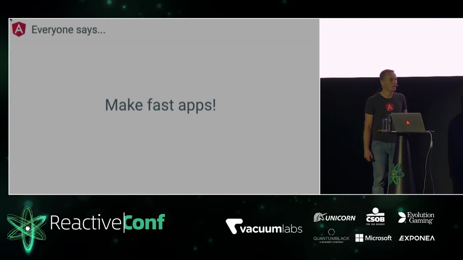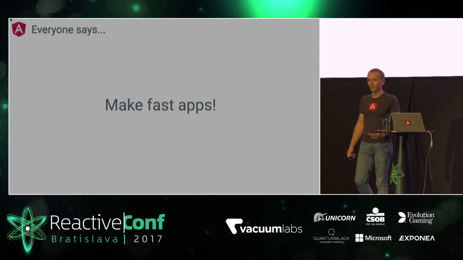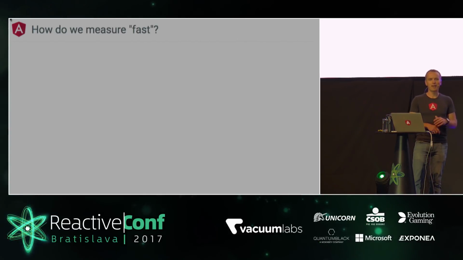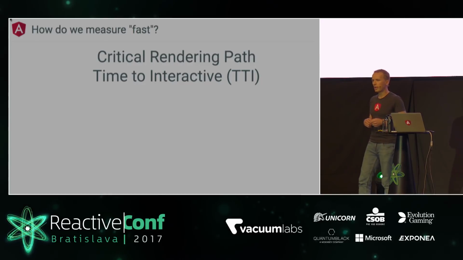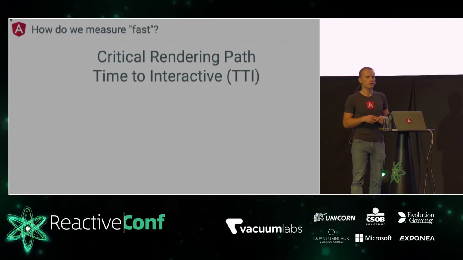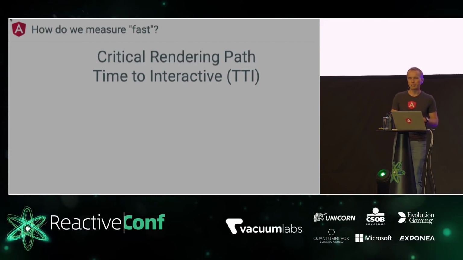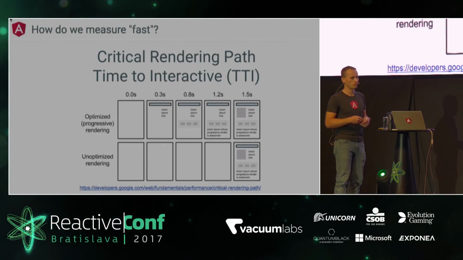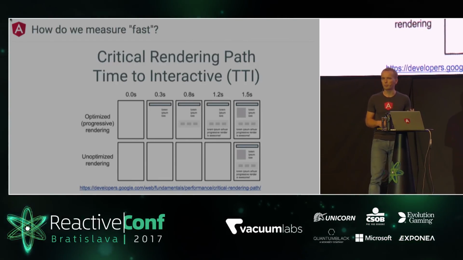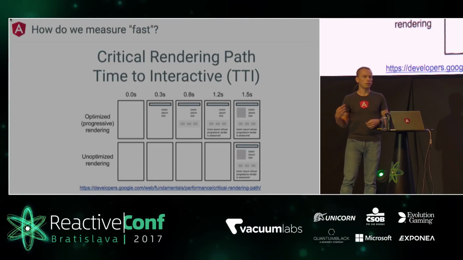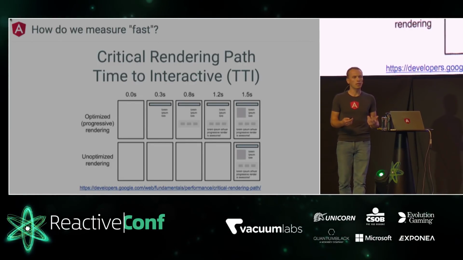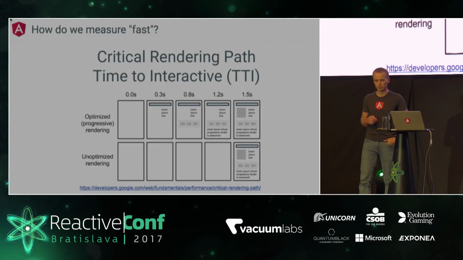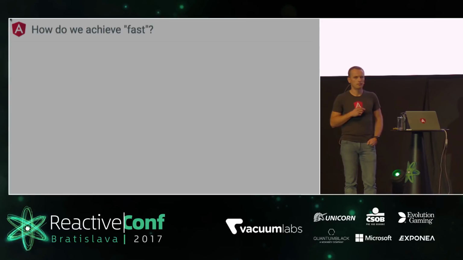So let's dive in. Everybody says that applications should be fast, right? Is anybody building slow applications intentionally? Hopefully not. But let's define what fast means and how we measure it. The most reliable way is to focus on the critical rendering path and the time to interactive. Time to interactive is the time it takes for an application to render something useful and become responsive to user input. An optimized application renders the most important part as soon as possible, and then slowly loads more and more functionality, making that available to the user. An unoptimized application loads everything up front and then provides all the functionality at a much later point in time to the user. So how do we achieve fast?